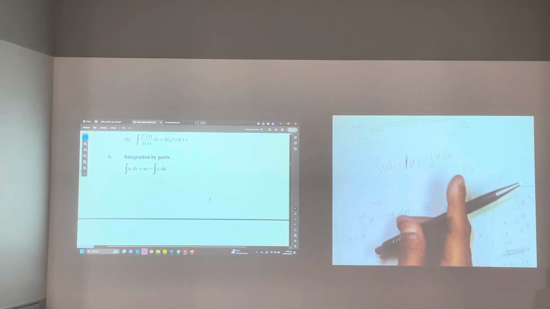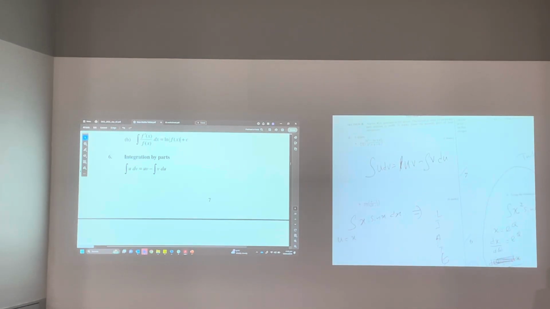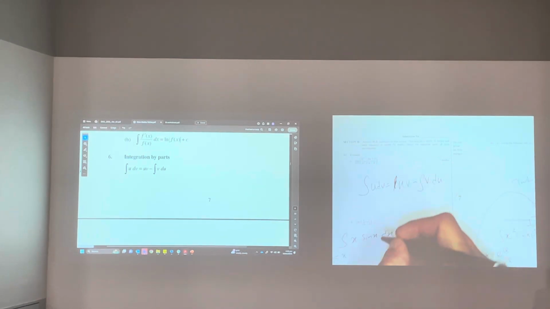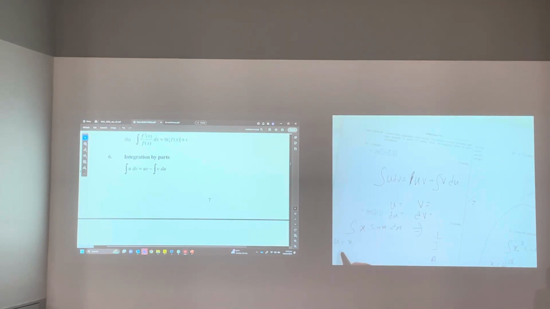Okay. So what are the things we need to find? We need to find u. We need to find du. We need to find v. We need to find dv, right? u is x. Then from u we can find du. du over dx is 1. So that means du is equivalent to dx.